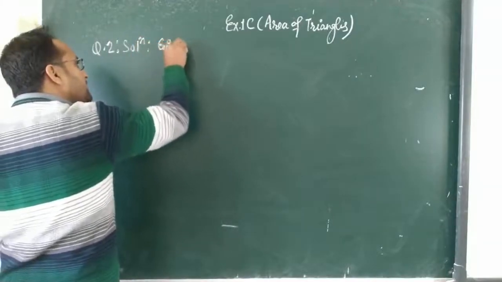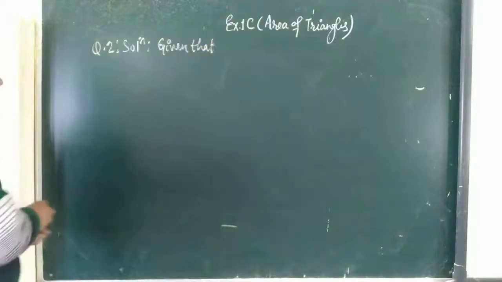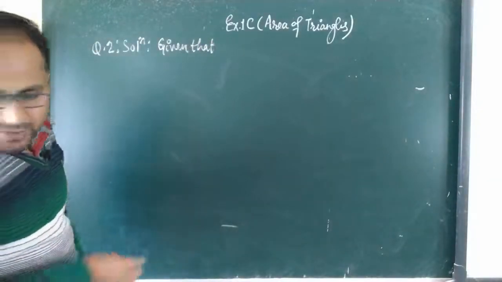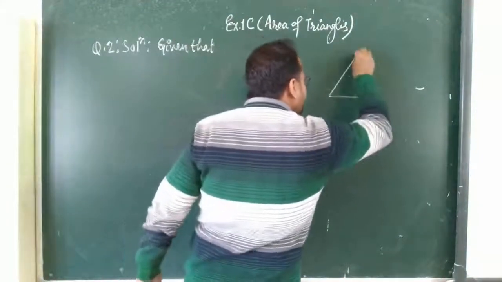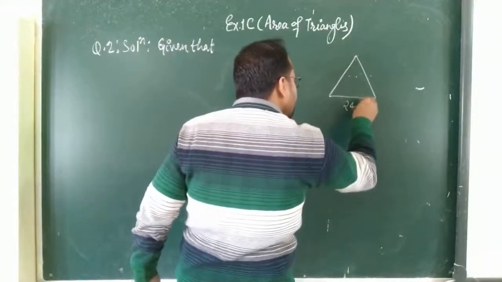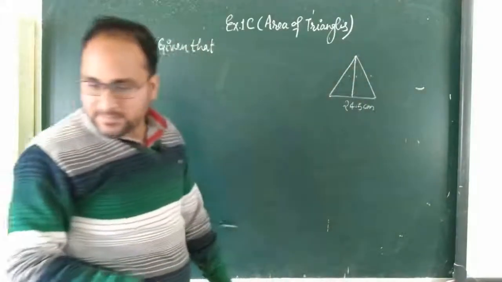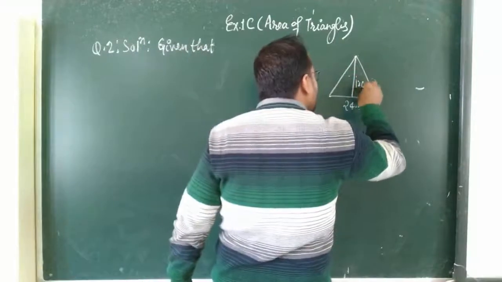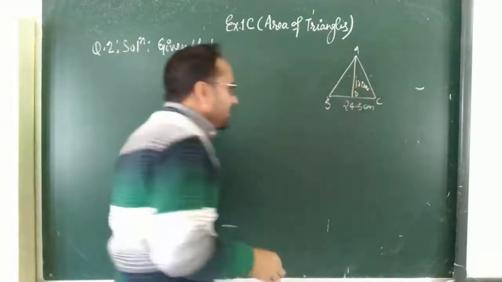Given that one side of a triangle is 24.5. Okay, so here is the triangle. You always make that figure, students. One side is given as 24.5 centimeter and its corresponding altitude is given as 12 centimeter. So this is given as 12 centimeter. So A, B, C, and this one is called D.